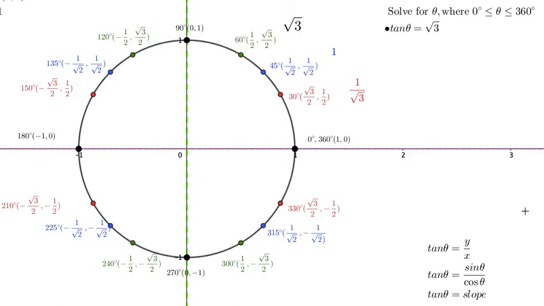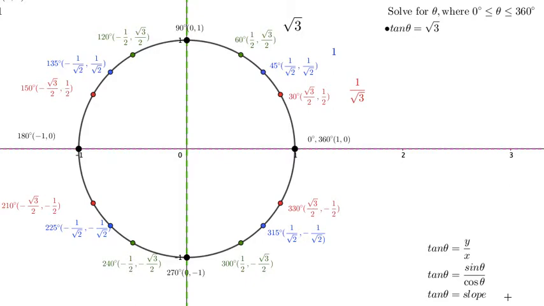So we can look at tan theta as equal to the y-coordinate divided by the x-coordinate. Another way we can look at it is tan theta is equal to sine theta divided by cosine theta. Or, since it's y over x, tan theta can be thought of as the slope of the terminal arm.